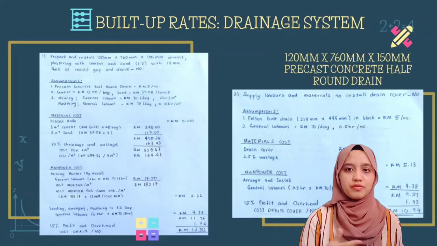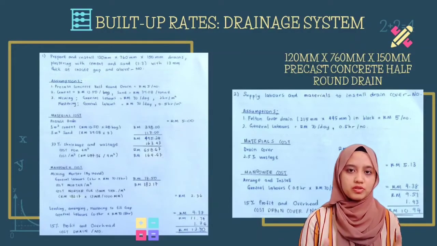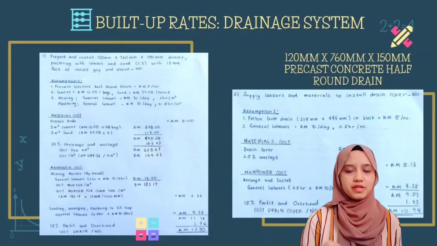The build-up rates of drainage start with the calculation of the material cost. We need to include 33% of shrinkage and wastages. In order to fill the gap between the precast concrete drain, we need a mortar of cement. We also need 2 labor for this work, which is one for mixing the mortar and one person for arranging the drain and plastering the drain. After adding these two costs, we had a total of 13 ringgit and 50 cent per number of drain.